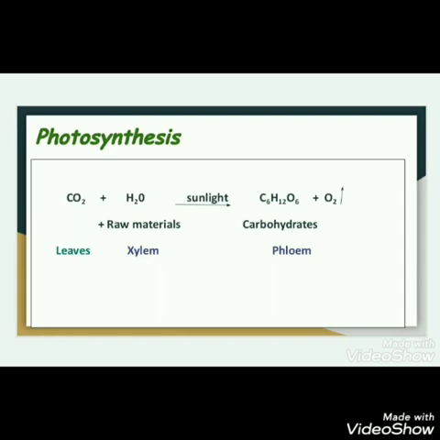The oxygen is released to the atmosphere, and this carbohydrate is used by the plant as food for growth and development. The carbon dioxide is absorbed by the leaves of the plant from the air, and the water along with the other raw materials is absorbed by the roots from the soil with the help of a tissue called xylem, and the carbohydrate is distributed to different parts of the plant with the help of a tissue called phloem.